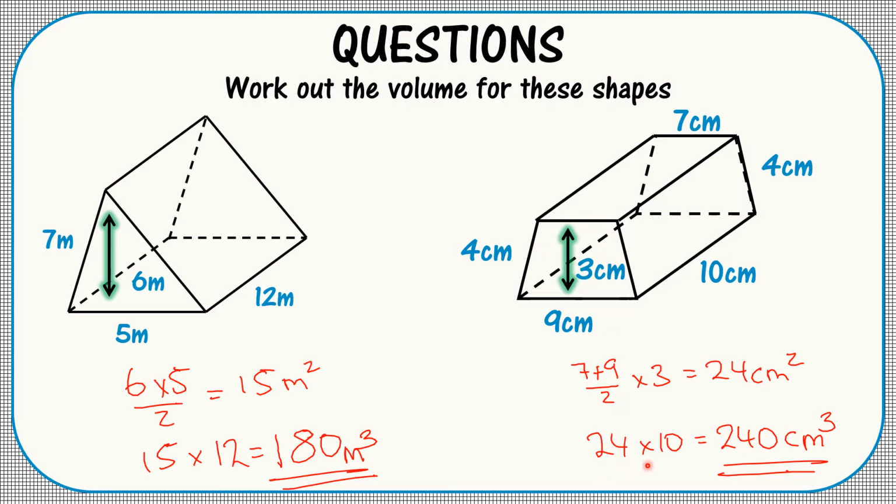Then you do 24 times by the depth. The depth of this is 10. 24 times 10 gives us an answer of 240 centimeters cubed.